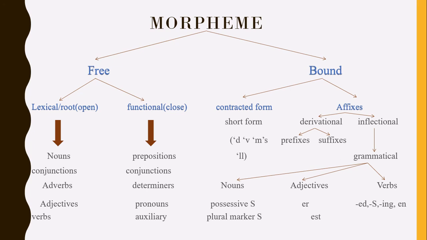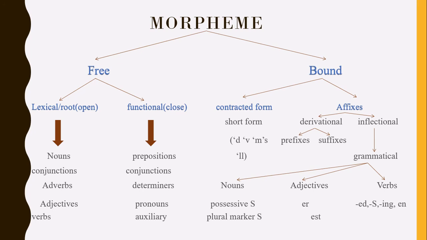For functional, okay, so we call them closed class because they cannot receive any additional morpheme. So if I take the preposition, conjunctions, determiners, pronoun, auxiliary, all of them are functional, okay? So they are closed class because they cannot receive any additional morpheme. So if I take the preposition at, or in, or to, I cannot add s, or ed, or something, no. So they are functional and they can't receive any morpheme.